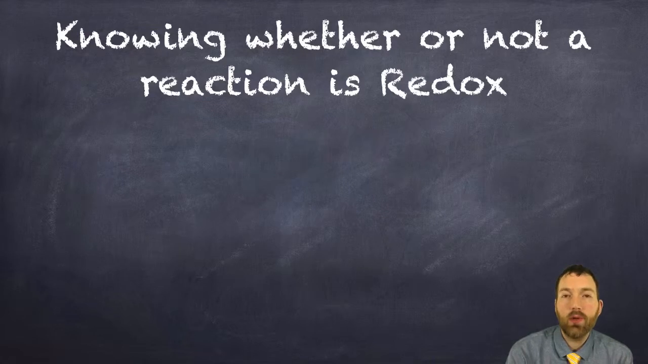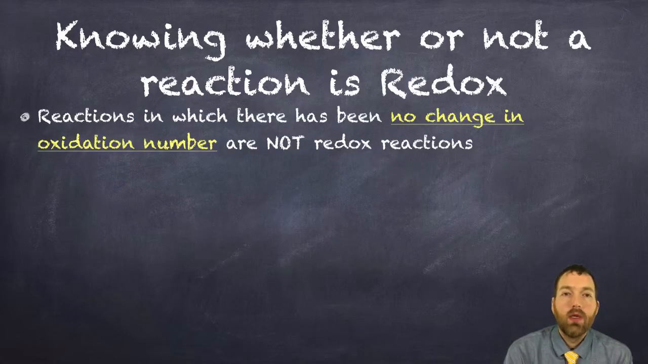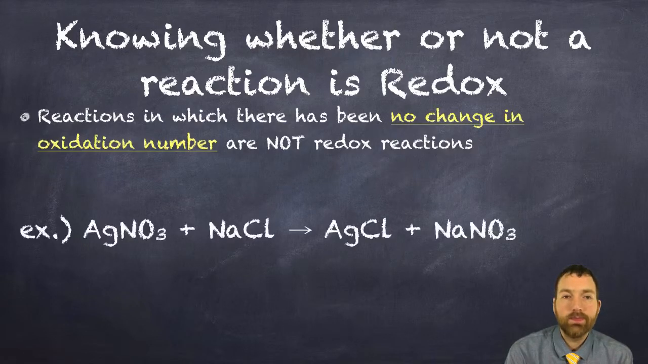In the world of chemical equations, there's actually only 2 kinds. There's redox reactions, in which oxidation numbers change, and there's non-redox reactions. Reactions in which there's been no change in oxidation number are not redox reactions.